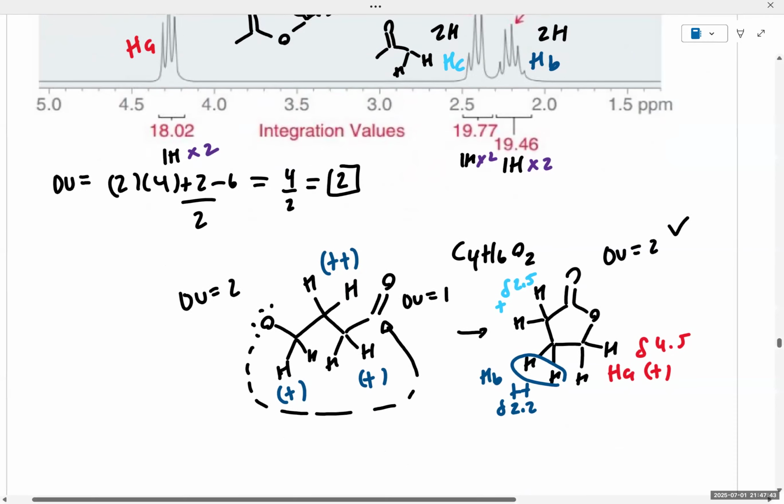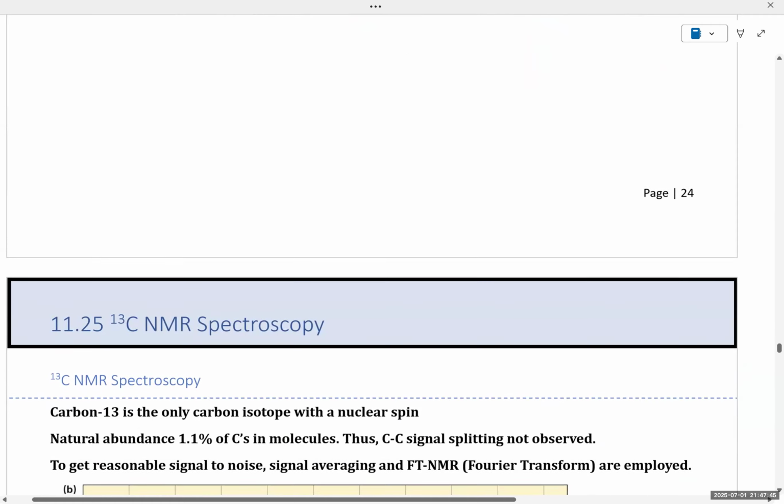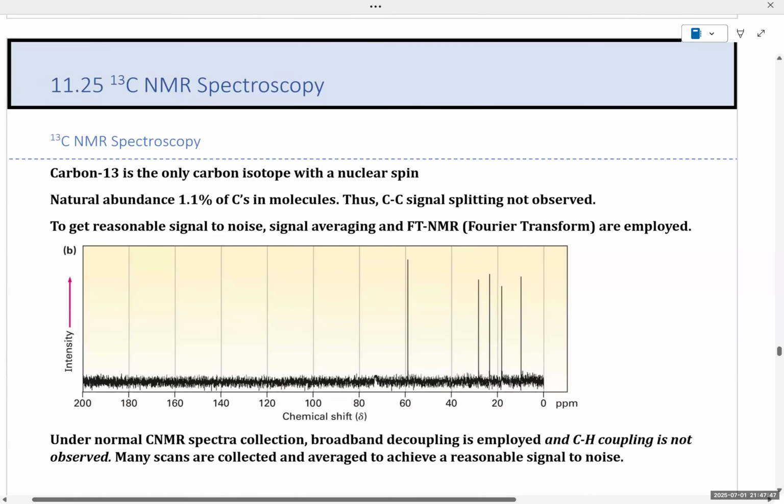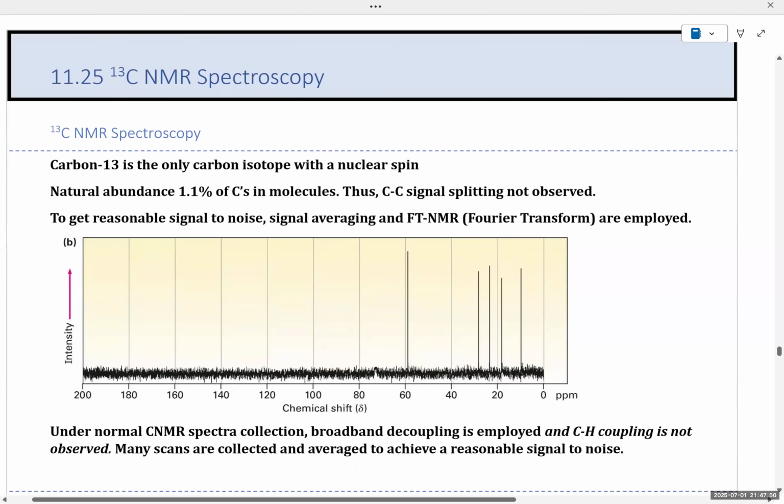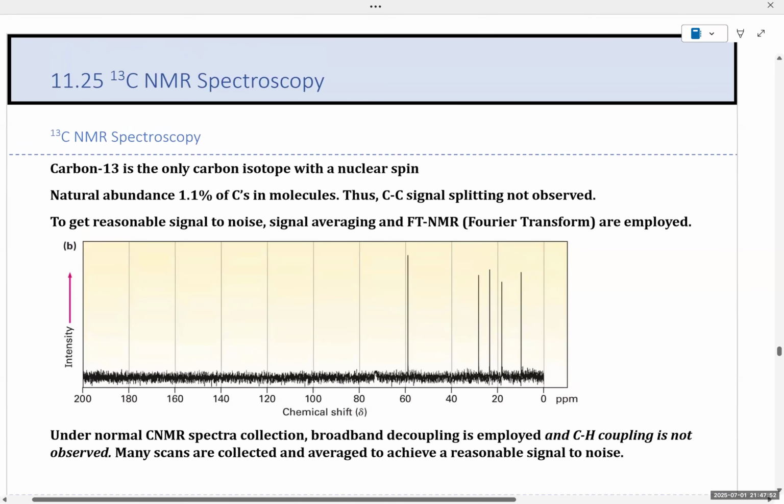Wonderful. So let's keep going now. What we're now going to discuss is carbon NMR spectroscopy, specifically carbon-13 NMR spectroscopy. To be clear, carbon-13 is the only carbon isotope with nuclear spin. The natural abundance of carbon-13 is 1.1% of all carbons in molecules.